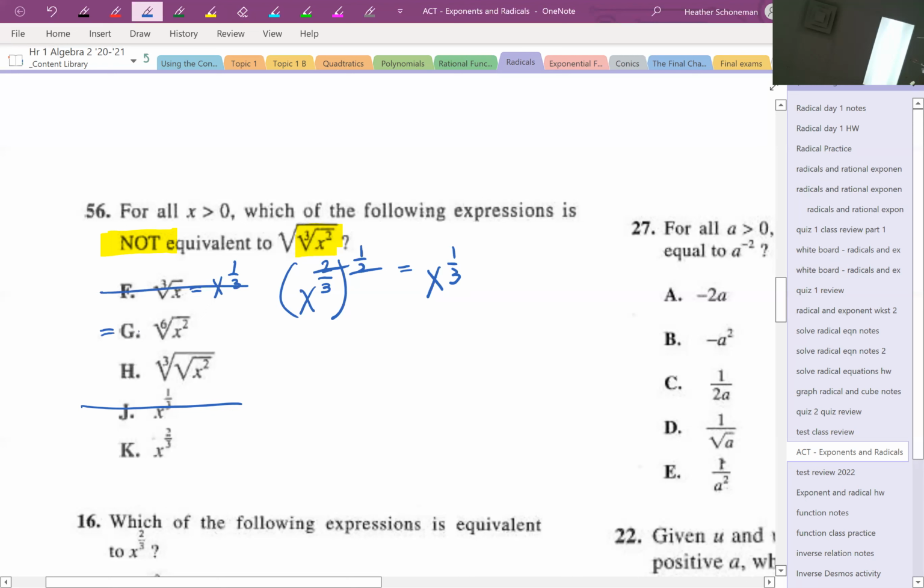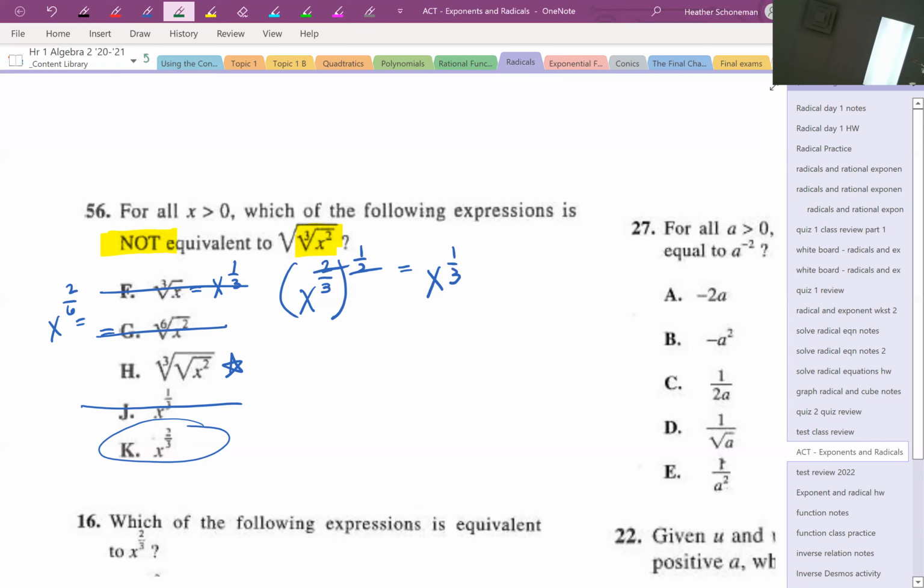Over here, if I change this one, I have x to the 6 denominator, 2 numerator. Well, 2 over 6 is 1/3, so that's 1/3. Now this one you may not realize how to simplify it, but this one, that's definitely not 1/3. So that one has to be the one that's not true.